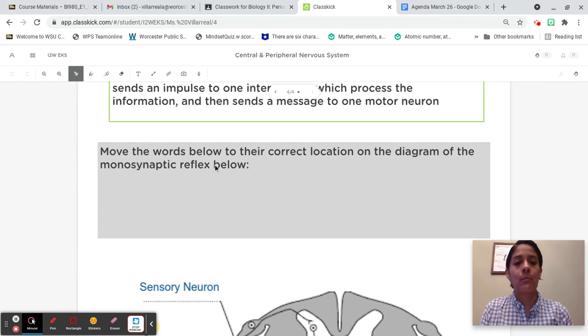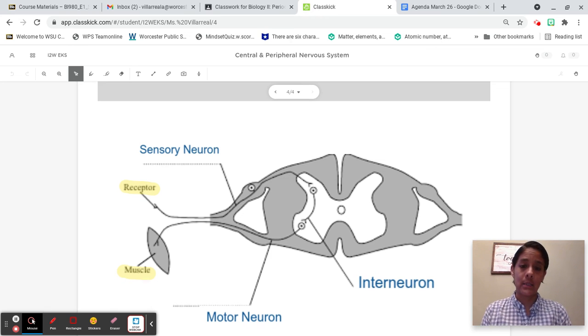We're then going to move the words to label that motor neuron. So we're looking here at this diagram. So we have the receptor. It sends a signal. That signal gets sent to the spinal cord, which has another neuron, and then sends it out to the muscle. So you're going to want to put those labels in the correct spot that you see there.